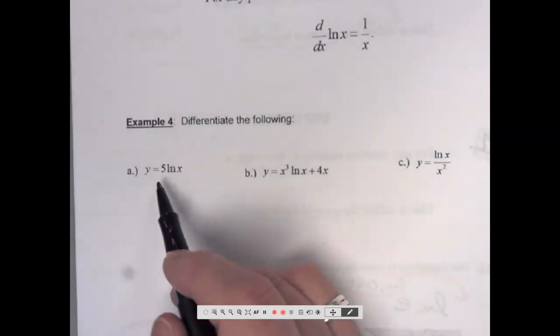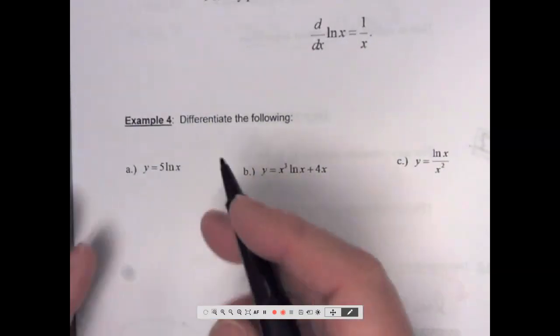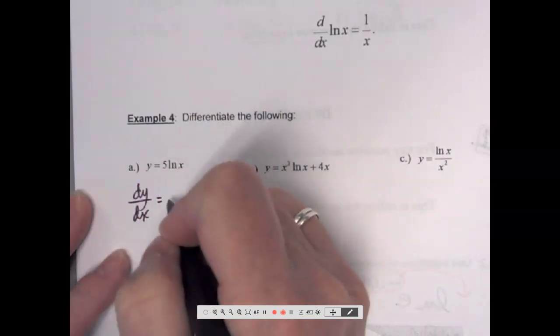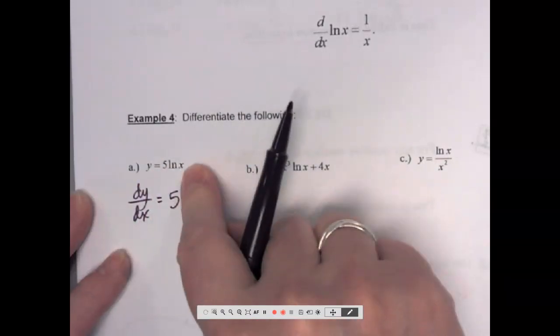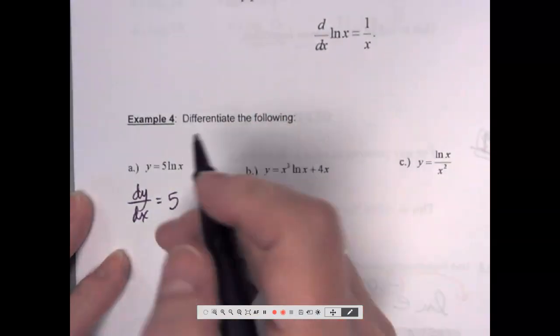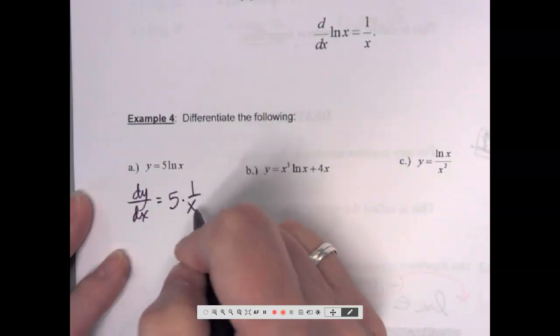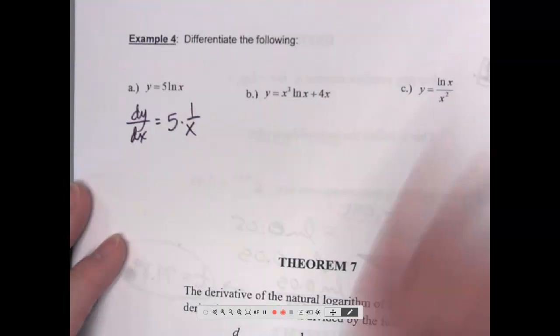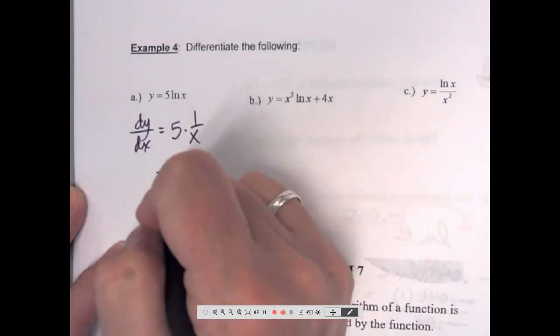Okay, so what do we do with coefficients? We bring them down with it. So this derivative here would be 5, and then times the derivative of natural log. The derivative of natural log is 1 over x. So it would be 5 times 1 over x. Okay, how else can I write 5 times 1 over x? 5 over x.